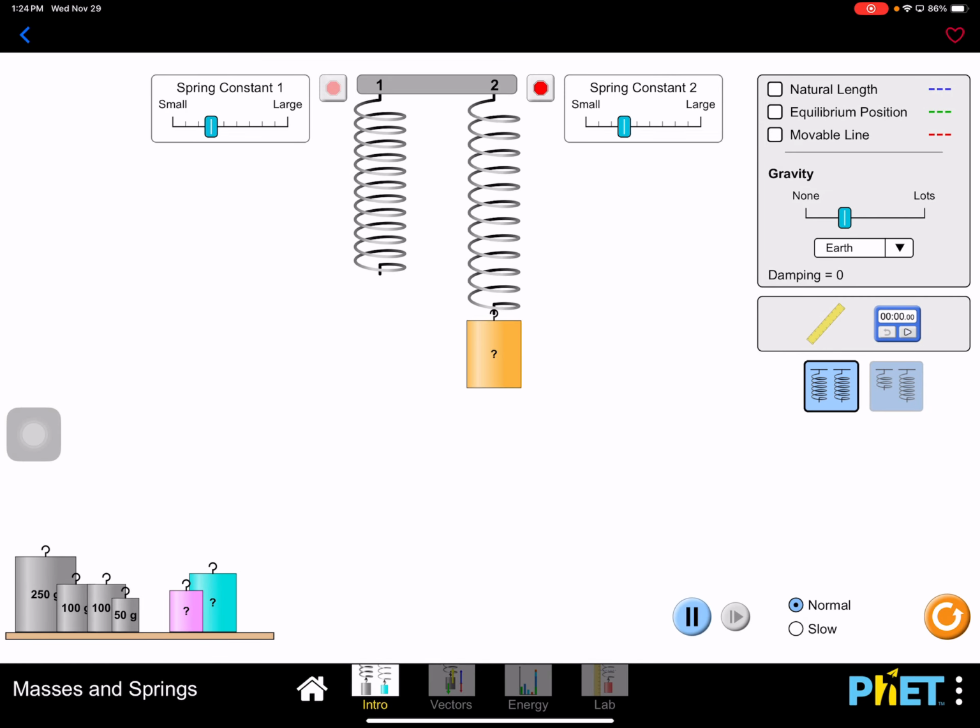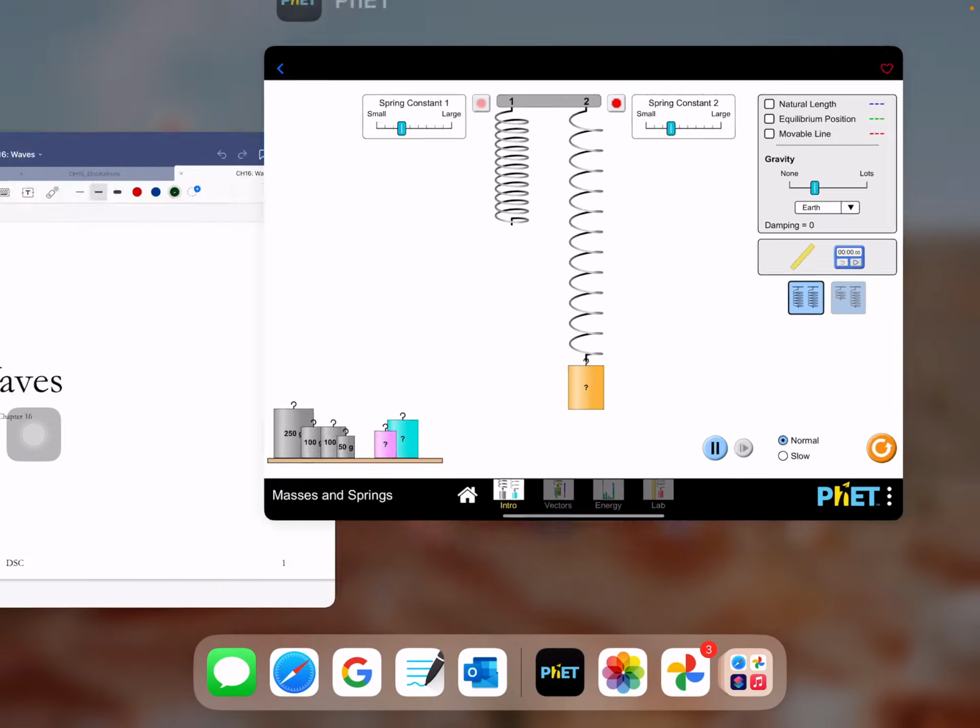All right, so this is simple harmonic motion. All right, so now let me show you another app.